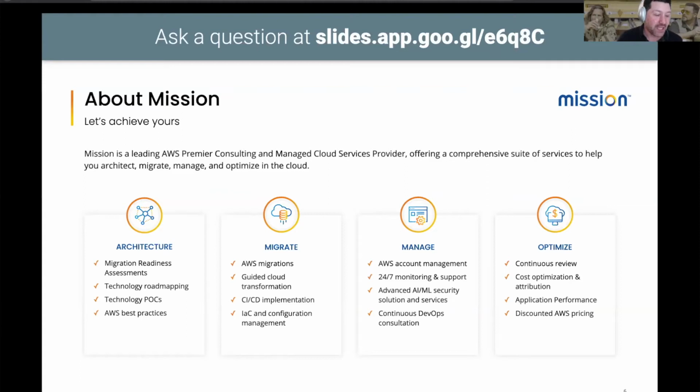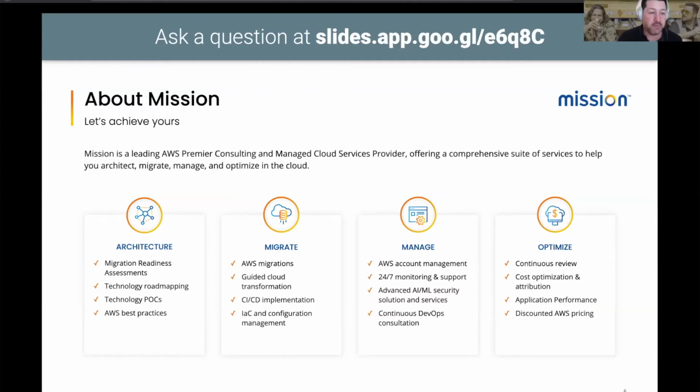And in addition, we can do migrations themselves. So we have the migration competency. We are supported by the AWS Migration Acceleration Program, which is a fantastic program that allows you to make the migration to AWS with a great partner like Mission and have a lot of that cost offset, because AWS would love to have you in their cloud.